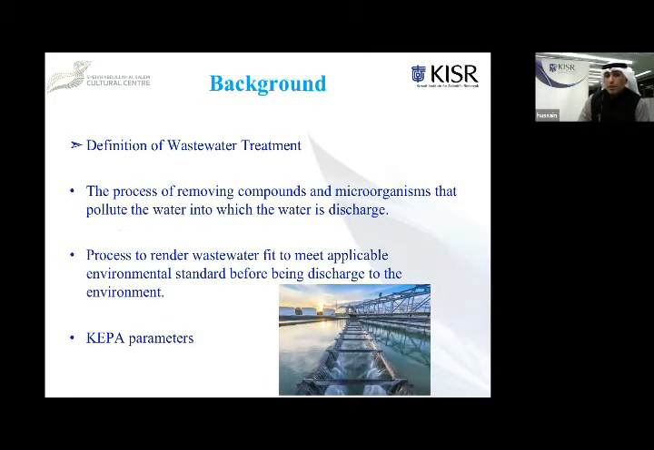Another definition of water treatment is the process to render wastewater fit to meet applicable environmental standards before being discharged to the environment. In our case, we are following the regulations and parameters issued by KEPA, the Kuwait Environmental Public Authority. It has different criteria: if you want to treat it for irrigation, it has to meet specific criteria. If you want to return it or discharge it back to the surface water, it has higher criteria to reach, or if you want to use it for potable usage.